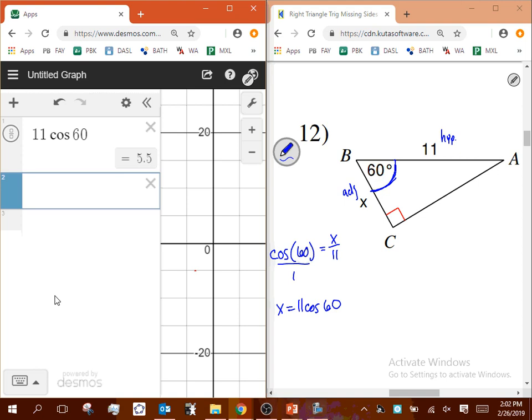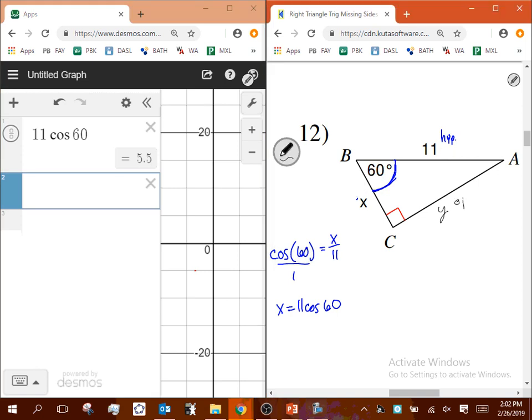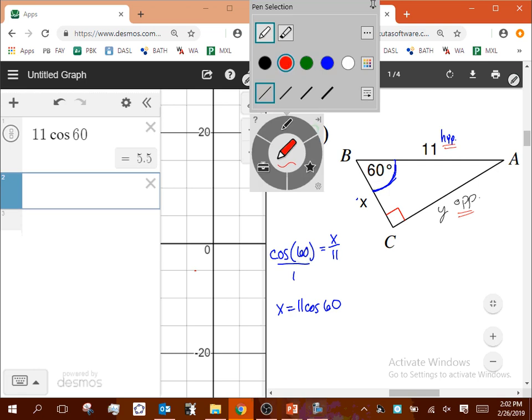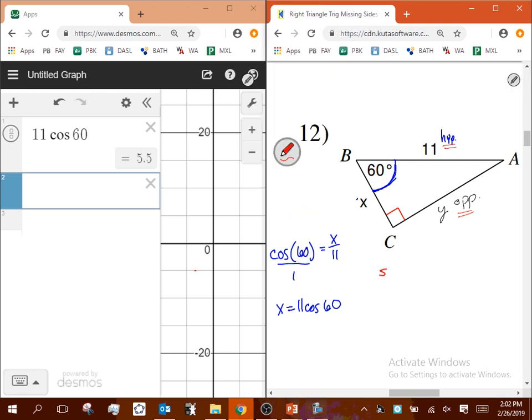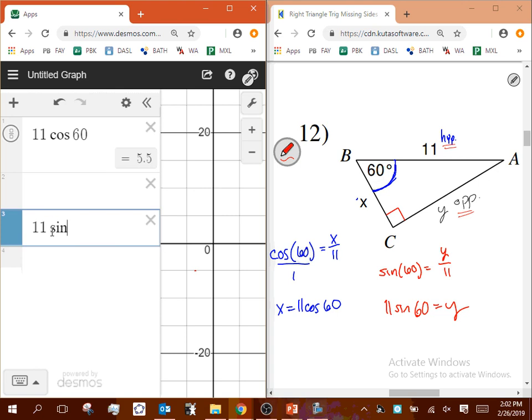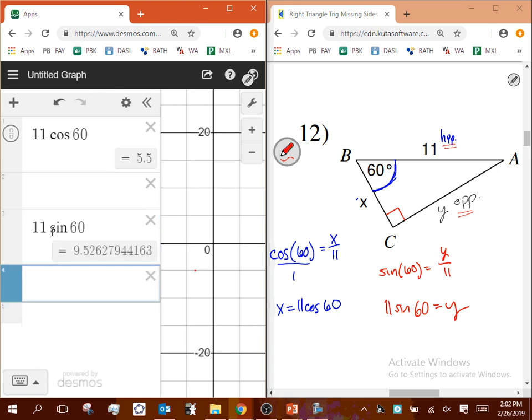Let's go ahead and see if we can find Y here. That would be opposite, right? What uses opposite and hypotenuse? Sine. So I'd say sine of 60 is equal to Y over 11. So 11 sine 60 is equal to Y, right? Let's evaluate that. 11 sine 60 gives me that number. Correct? Okay.